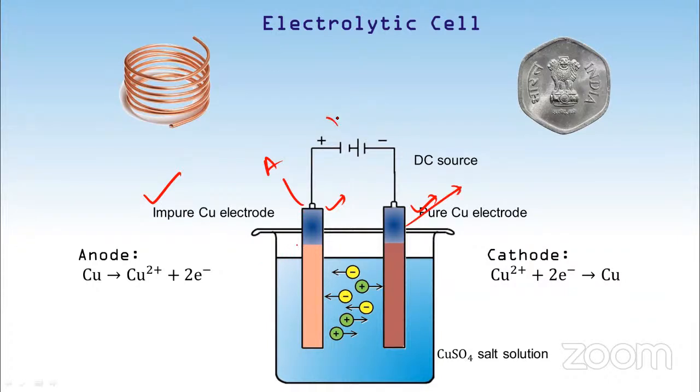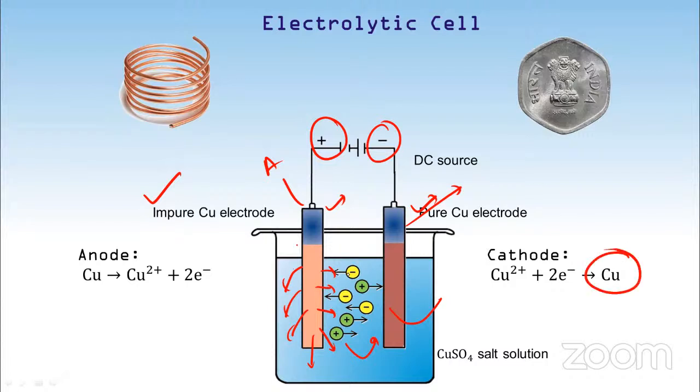Here you can see the anode is connected to the positive terminal and the cathode is connected to the negative terminal. Whenever the impure copper anode is kept here, the copper ions move inside the solution, coming out of the electrode and moving towards the cathode. When they move towards the cathode, a deposition of copper takes place.